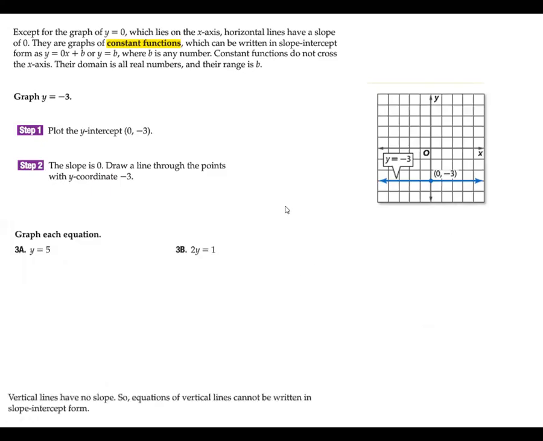All right, vertical lines have no slope, so equations of vertical lines cannot be written in slope-intercept form. Vertical lines have the form x equals b, and they'd be vertical lines going through whatever b is on the x-axis, and it would go up and down. But notice you can't solve that equation for y because there is no y. So technically, vertical lines can't be written in slope-intercept form, and that's why, because there is no y in the equation.